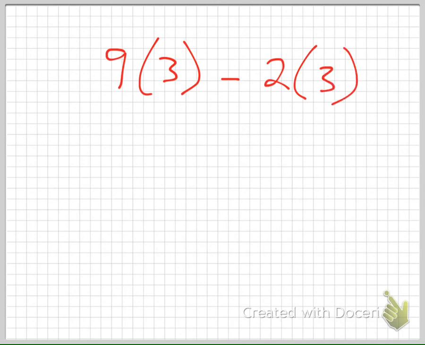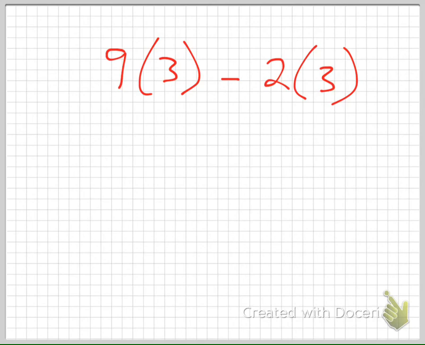Okay, what about this one? You guys do this one. You can do it. I want you to do the distributive property. Switch things around if you need to. You can do it.